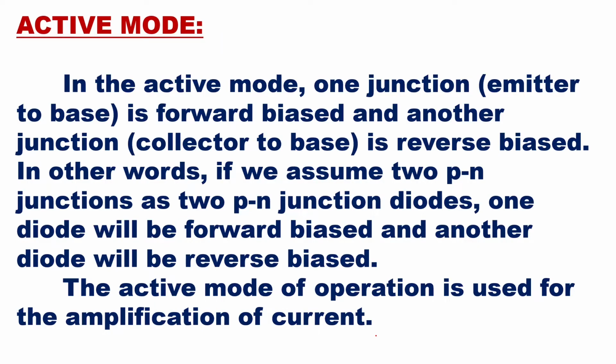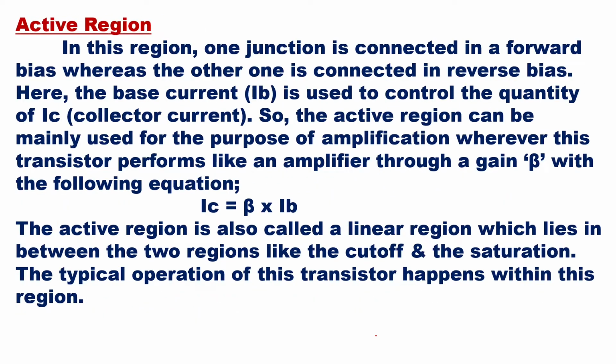Now here, if you go to see the theory of active mode, in the active mode, one junction, that is emitter to base, is forward biased, and another junction, collector to base, is reverse biased. In other words, if we assume two PN junctions as two PN junction diodes, one diode will be forward biased and another diode will be reverse biased. The active mode of operation is used for the amplification of the current. So if you want to use the transistor as an amplifier, you have to make the transistor operate in active mode operation.